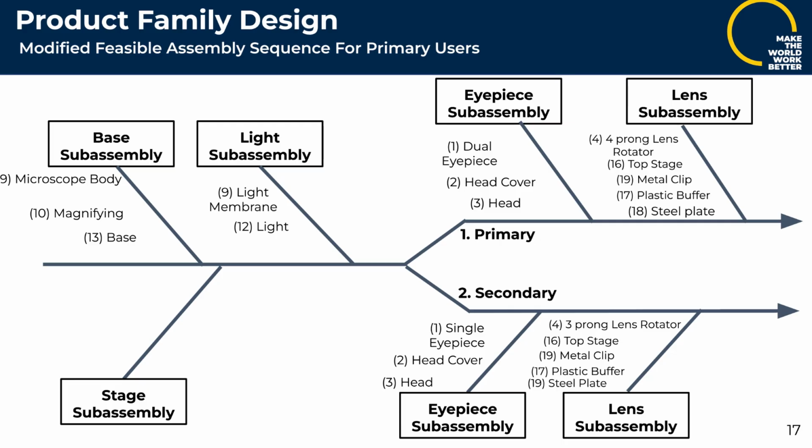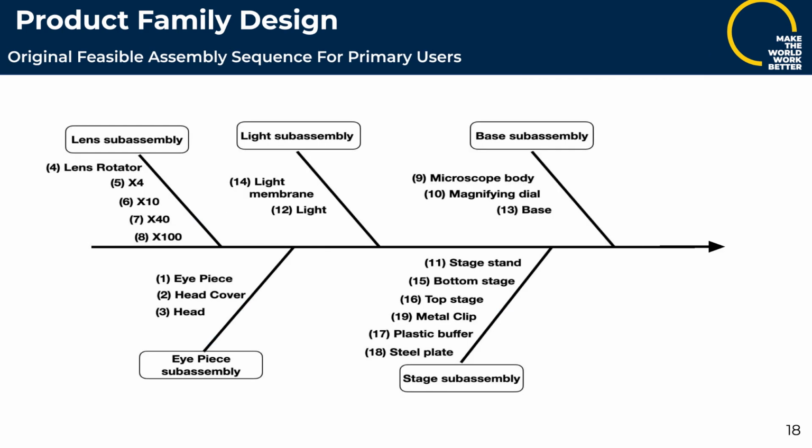Both variants will have the same subassembly for base, light, and stage. Only at the point of assembling the eyepiece and lens will the subassemblies differ. Compared to the original assembly sequence, the modified sequence has been flipped. There are also two separate variants rather than one.